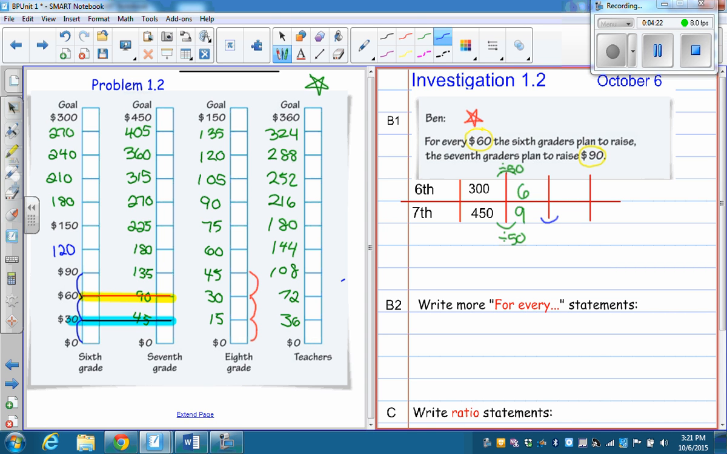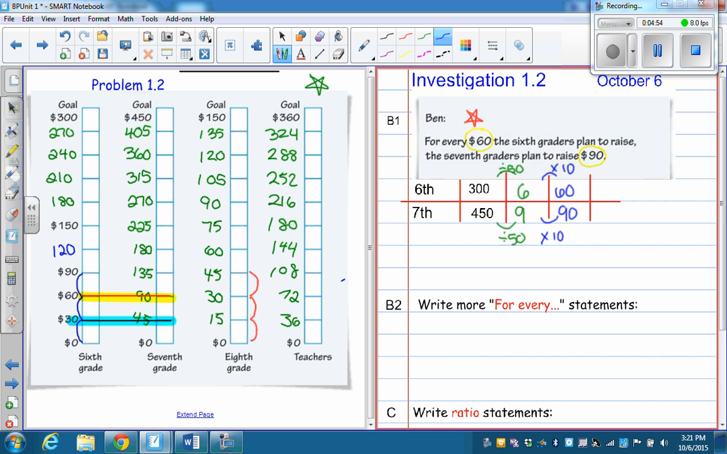Now, if I want to check Ben's claim, I could build my ratio table up. I don't always have to reduce it down. So Anderson, if I want to check Ben's first claim, what do I have to multiply this by? To get to Ben's first claim. 10. Right, I multiply by 10 because Ben says that for every $60 the 6th graders make, the 7th graders make 90, and 9 times 10 is 90. So I've agreed with Ben's claim without doing tons of work.